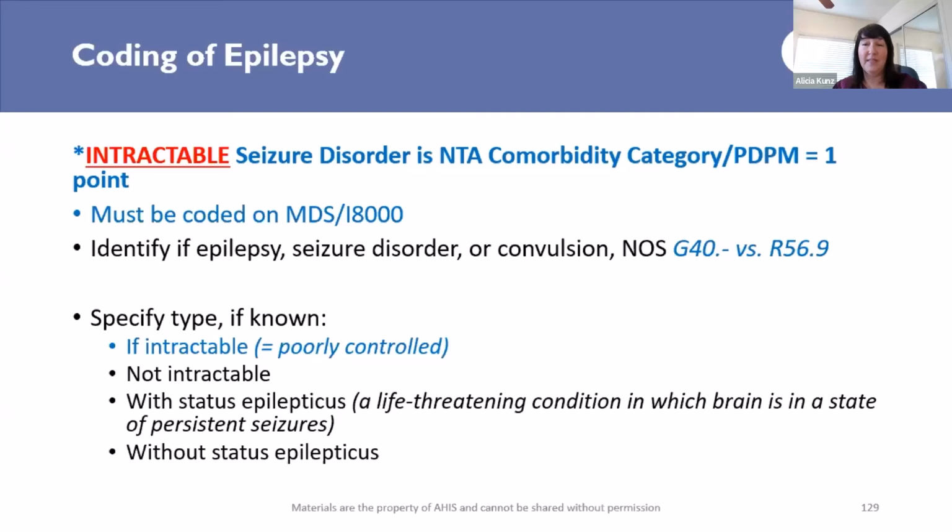We also have code R56.9 for convulsion not otherwise specified. Do not use that code if seizure disorder or epilepsy is documented. That's just the convulsion. So we don't want to use that for somebody who has documented seizure disorder. A lot of times that R56.9 convulsion code, I would expect to see that for somebody who's maybe had some sort of surgery on the brain and they're giving them prophylactic medication to prevent seizures. Then I might expect to see that code used in that particular case. Next.